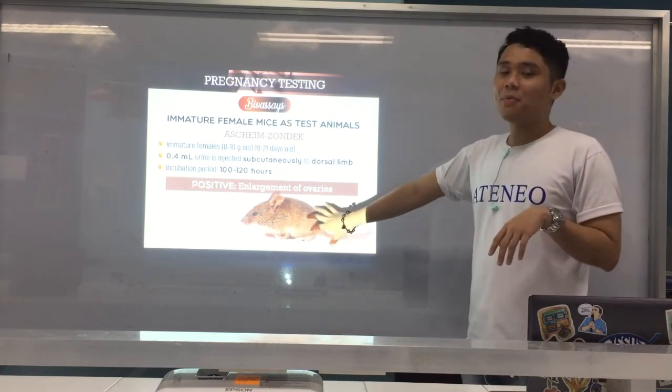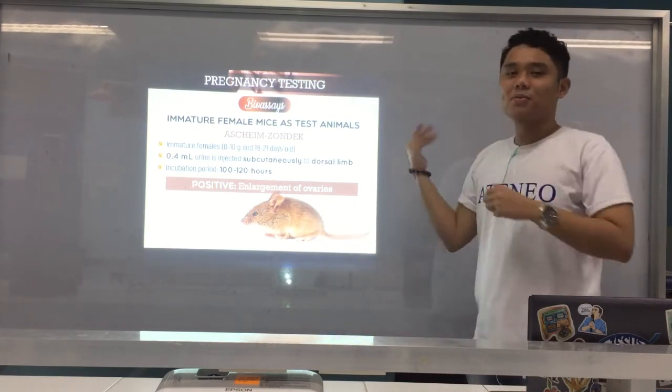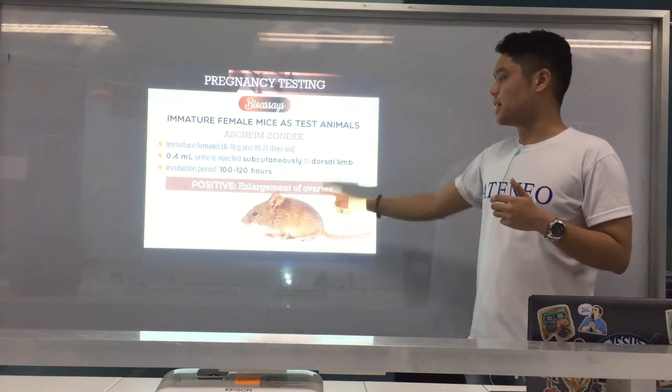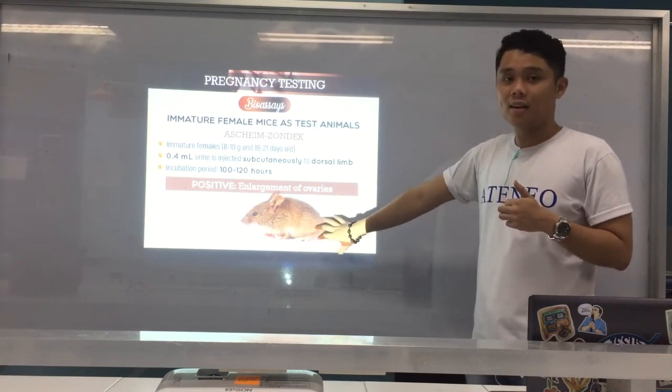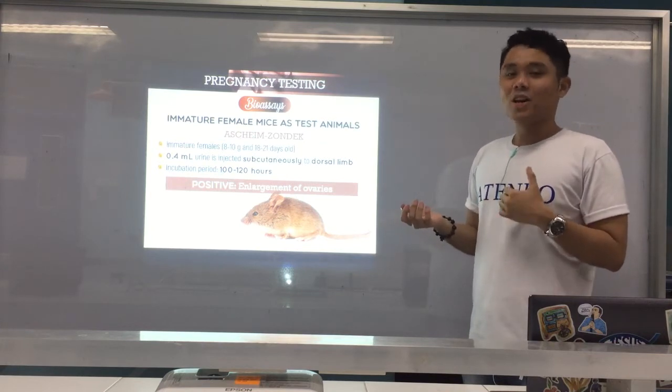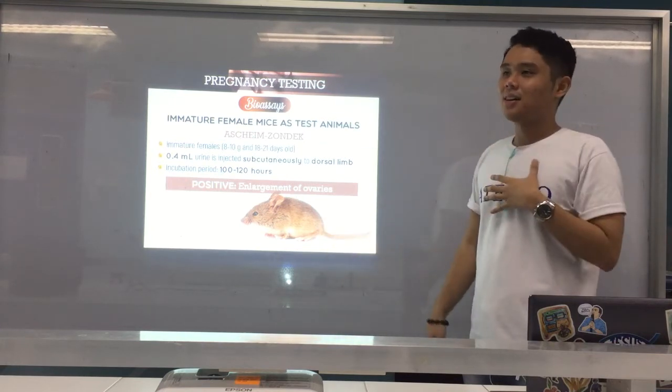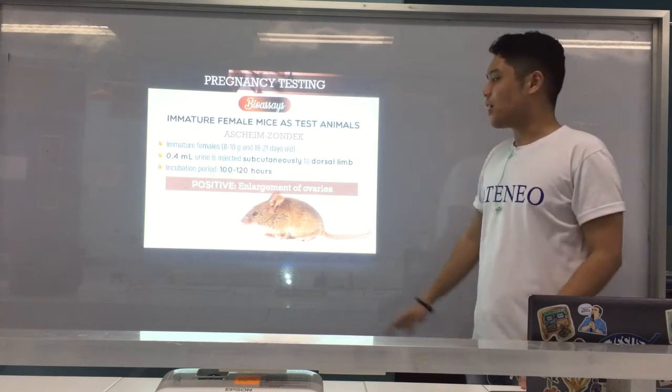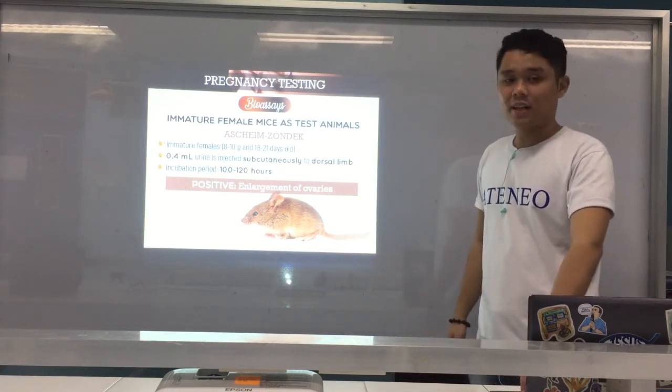Nobody is going to perform this, since frogs are the ones we perform. But I believe, since the positive reaction is enlargement of the ovaries, you have to cut the animal open to check for enlarged ovaries. So the mice, right? Okay, so animal cruelty. Anyway, positive is enlargement of ovaries.